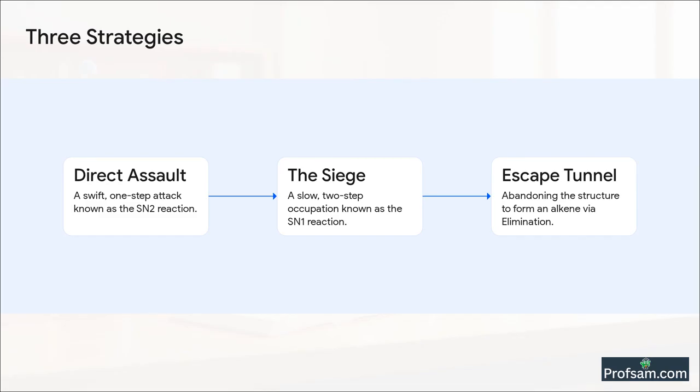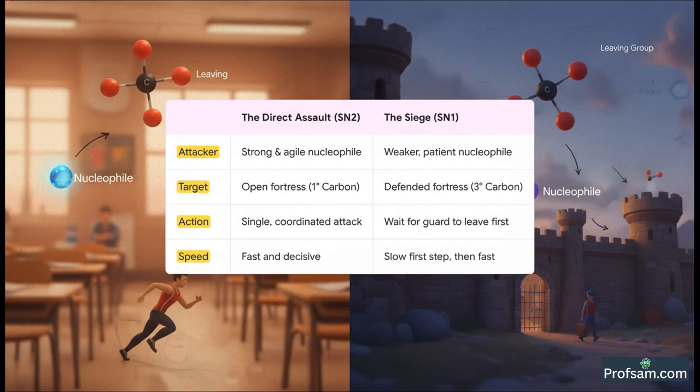Second, there is the siege. This is a much slower, more patient two-step process, which we call the SN1 reaction. And the third strategy is something different altogether. It's not about capturing the fortress, but forcing everyone to abandon it through an escape tunnel, and this we call an elimination reaction. And this analogy perfectly explains the difference.